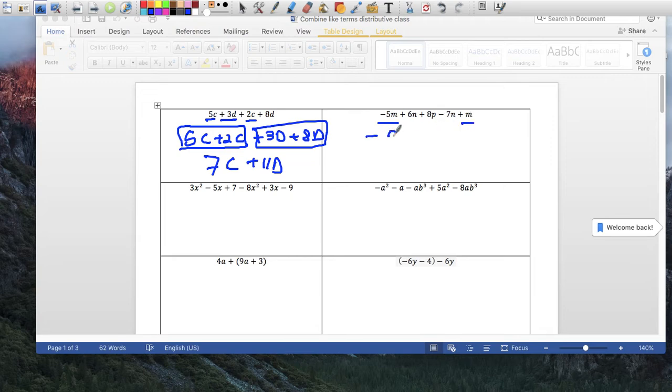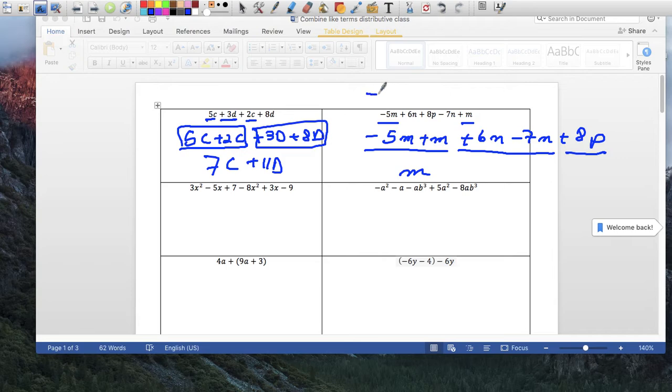This one, again, let me underline this and m. If I move them around, I get negative 5m plus m, plus 6n minus 7n plus 8p. So again, let me underline. I'm going from the subtraction sign all the way to here. The other one is from the plus sign all the way to the end of the n, and this. So those are the three things here. Negative 5m plus m, we're combining, and this would be the same thing as negative 5 plus 1. Imagine that, remove the variables for a second. Negative 5 plus 1 is negative 4. So I get negative 4m.